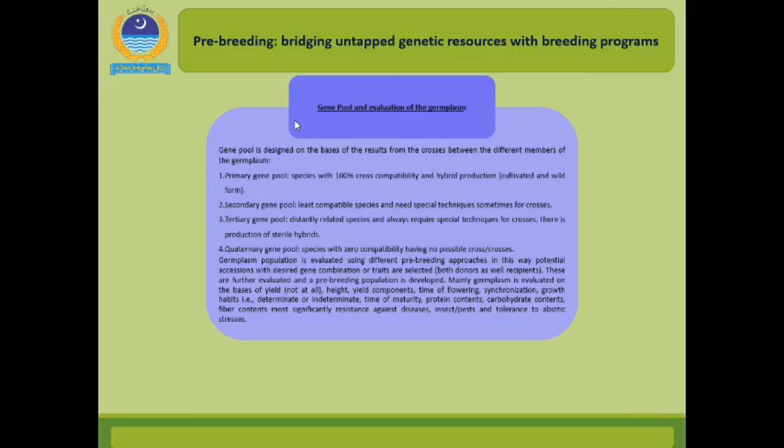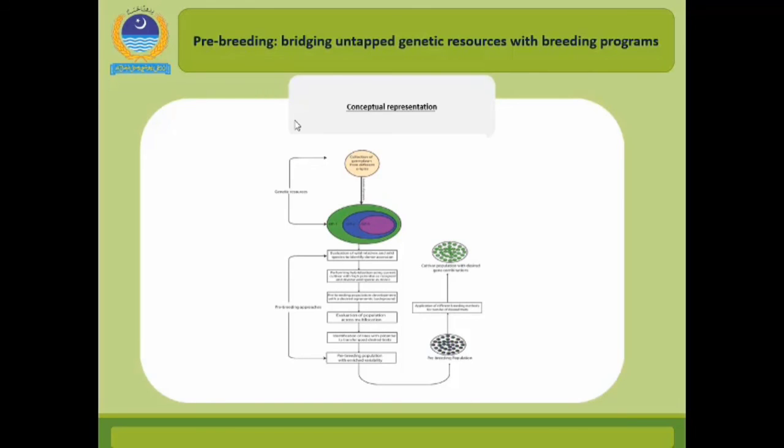And then finally, accessions are evaluated on the basis of scientist interest, our future needs, and some other parameters. However, these are specially evaluated on the basis of yield components, height, growth habits, time of flowering, resistance to genes of resistance, etc. And finally, after all types of evaluation, we will get a pre-breeding population having genes of our interest, and we can use this population in our breeding programs to develop new cultivars.